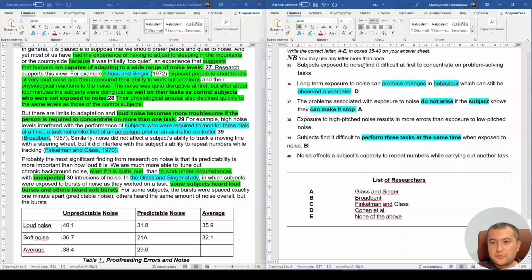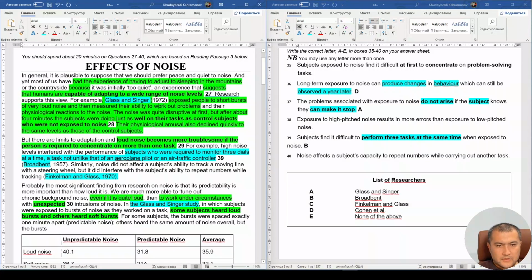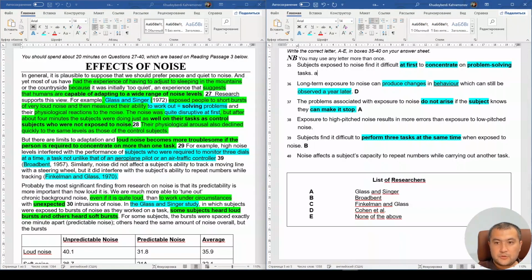So subjects exposed to noise find it difficult at first to concentrate on problem solving. We have problem solving here. Exposed people to short bursts of very loud noise, then measured their ability to work out problems and their psychological reaction to the noise. The noise was quite disruptive at first. You see, at first we have the keywords here, concentrate, problem solving. We have to work out problems, which means work out, it's not talking about doing exercise. However, it's solving. All right. That's why it should be A.